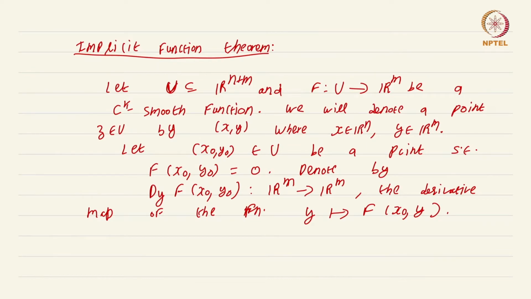Okay, now observe that this map will be well defined in some ball in Rm that contains the point y naught, because U is an open set. So let me just emphasize that always there's a global remark that U is always open, but let me make that precise. So because of the openness of U, this function y maps to f of x naught y is well defined in some open set that contains the point y naught.